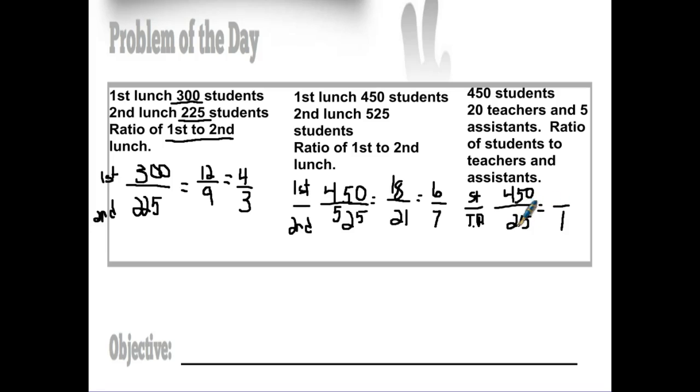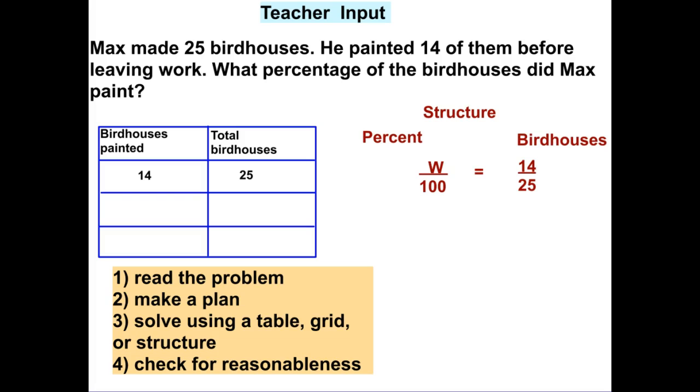So 25 goes into 25 one time. If I have $4.50, well, that's the same thing that we just did here. So I can just put 18, since I already know that 25 would go into 450 18 times. And you have your answers for your problem of the day. So now, on to teacher input. Teacher input, your pencils are down, and you're looking up here at the screen.